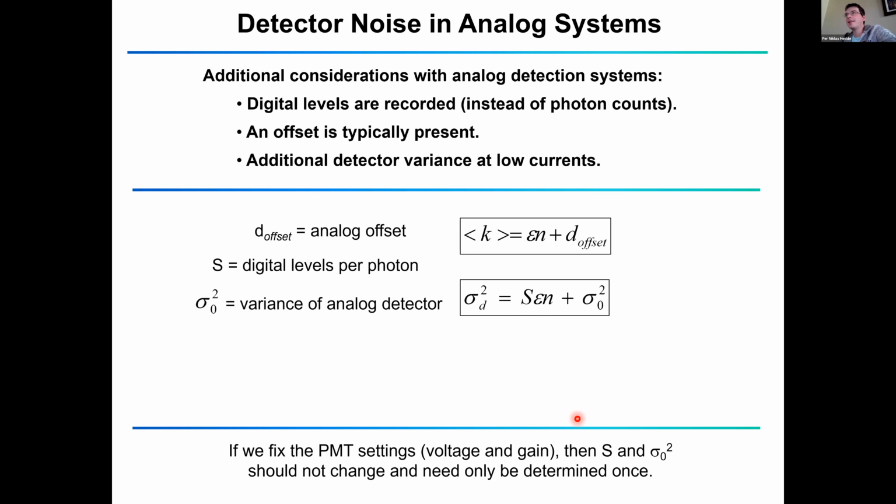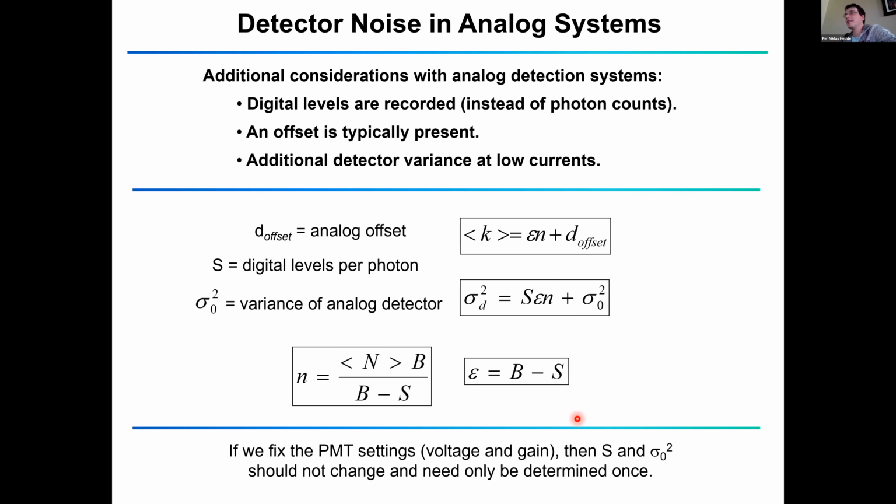And you can plug in those parameters into your equation, and you can then measure them in the reference measurement, quantify them, and then use them for the analysis. So if you don't change the PMT gain or any settings, then the S and sigma parameters should not change once you have determined them. And then you can calculate the number and brightness as before.